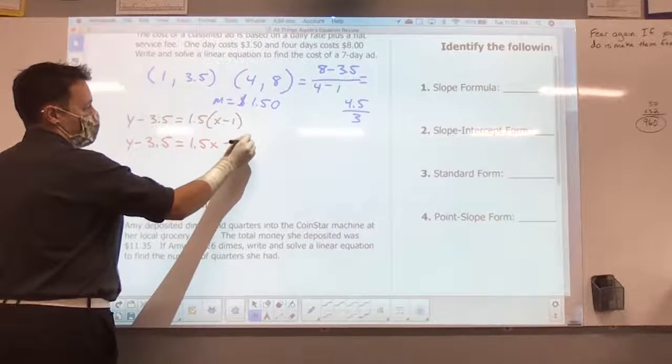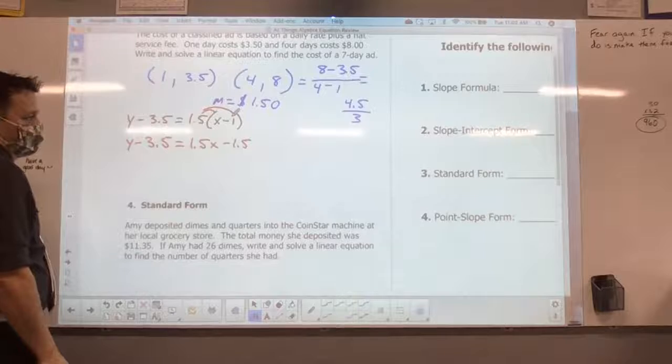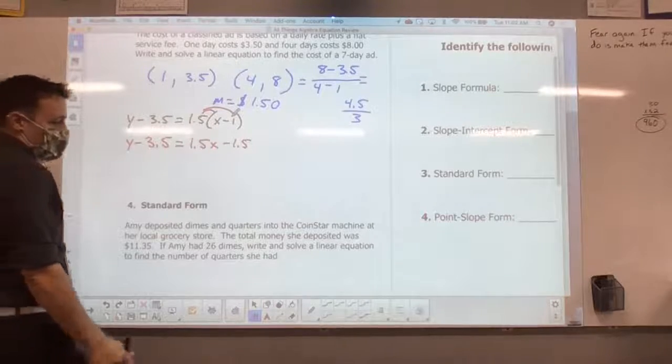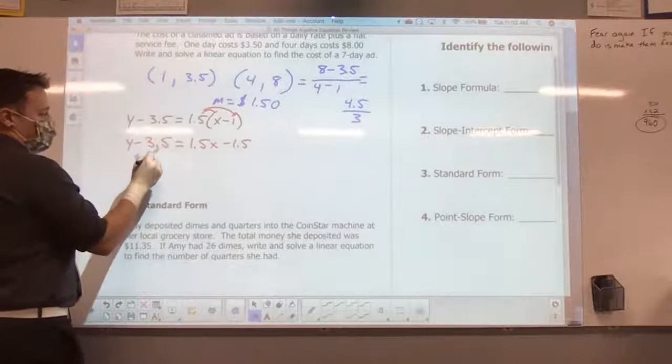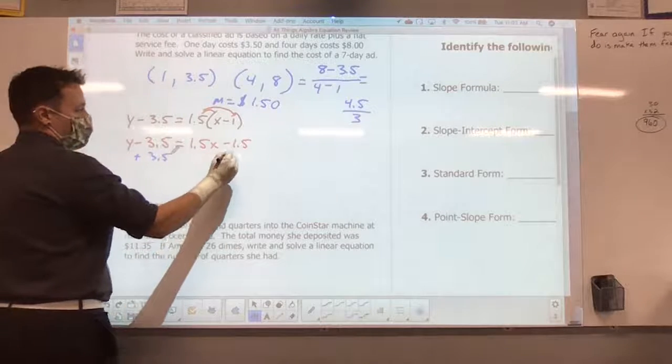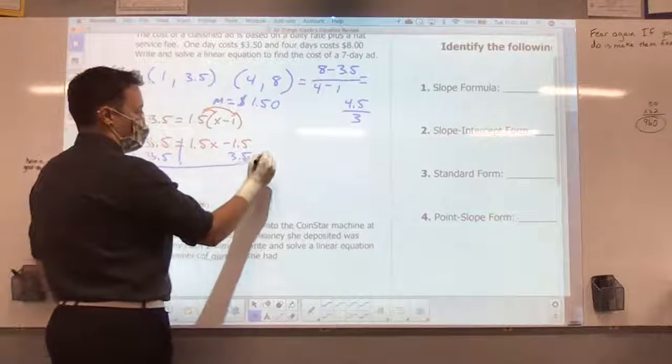Where you distribute that in. And then the last thing is to do what? Add 3.5 to both sides. And when you do that, you now get an equation.